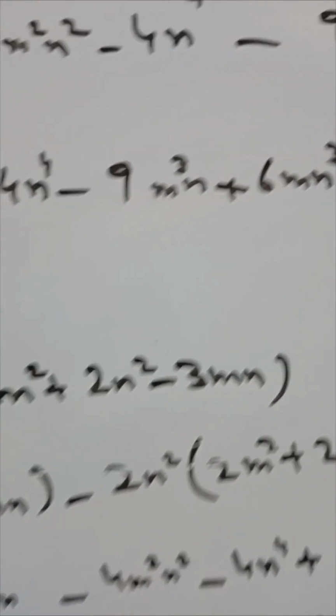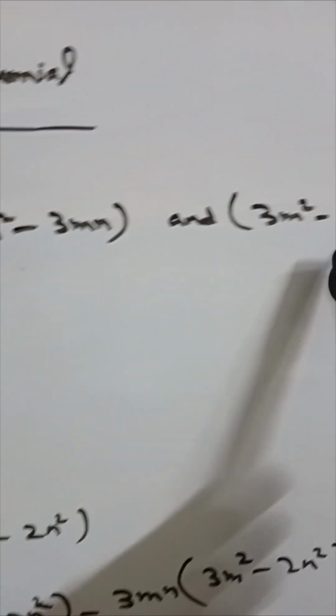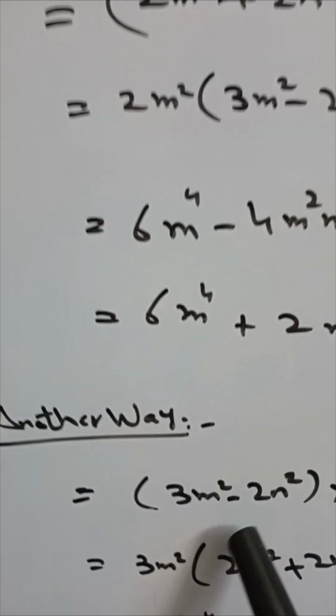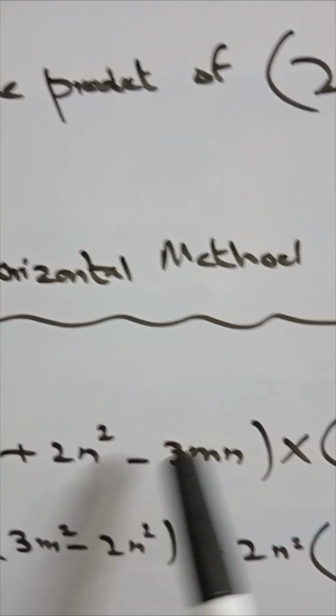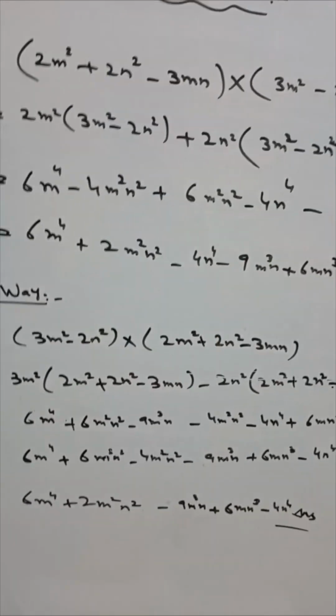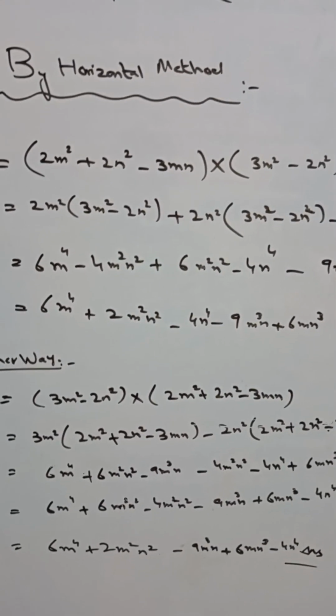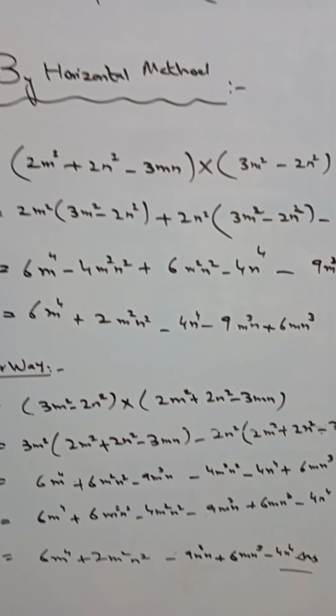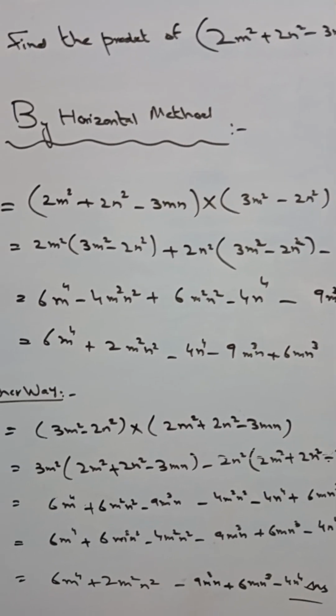So you can multiply both expressions; it's up to you. If you like to put the second binomial first, you can solve it and you get the same answer. And if you like to put the trinomial first, you also get the same answer. So this is the whole procedure of finding the product of a trinomial and a binomial. I hope it's clear.